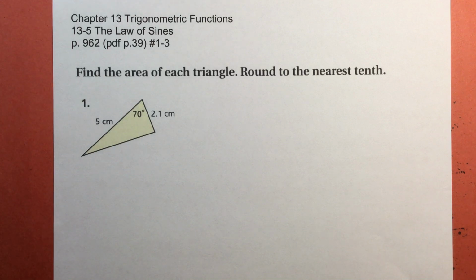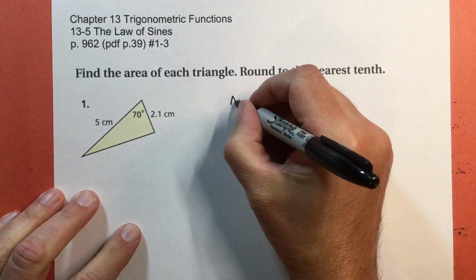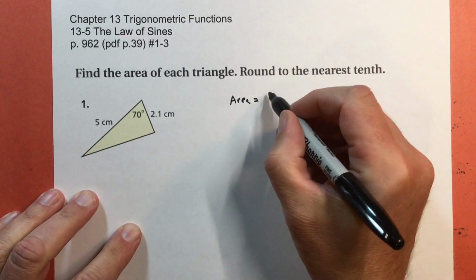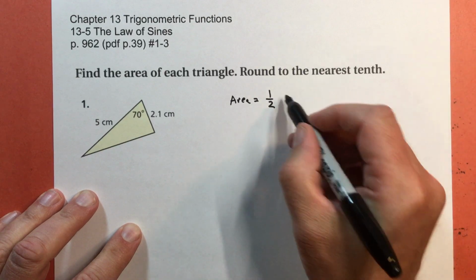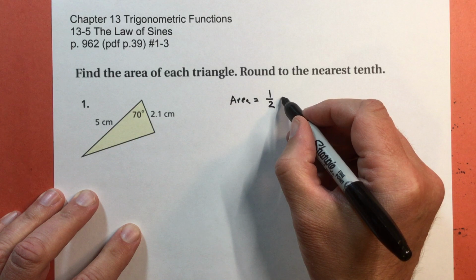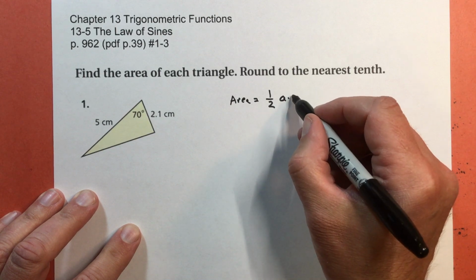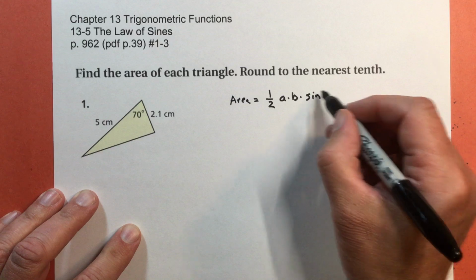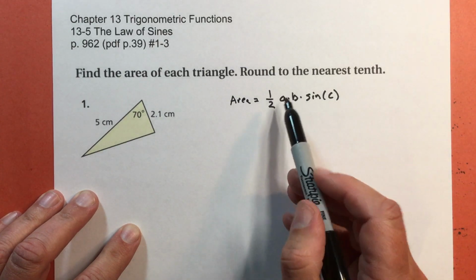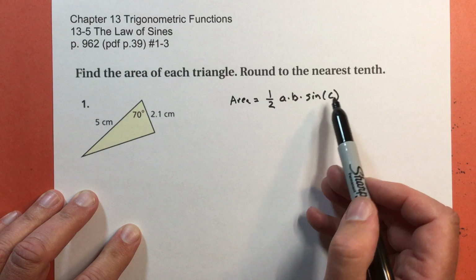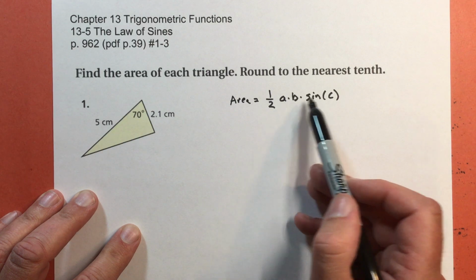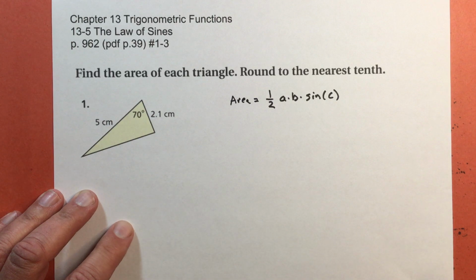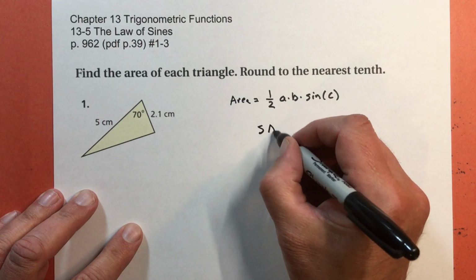So one of the skills in this section outside of the Law of Sines is finding the area using sine. If you remember, the area of a triangle is 1/2 of one of the sides. And we wrote it like this: A times B times sine of angle C, or B times C times sine of angle A, or A times C times sine of angle B. Since I don't have A, B, or C here, just remember it's going to be side, angle, side.